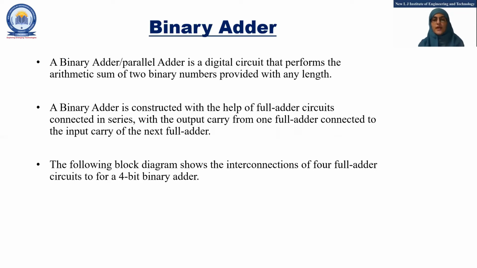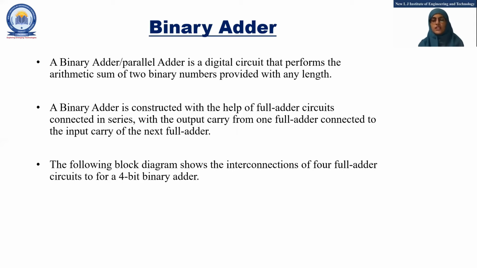What if we want to add a 2-bit number or 3-bit number or 4-bit number? So for that we use parallel adder. It performs the arithmetic sum of two binary numbers provided with any length. A binary adder is constructed with the help of full adder circuits connected in series, which means for every 1-bit number there will be one full adder, which means to add every 1-bit number there will be one full adder.